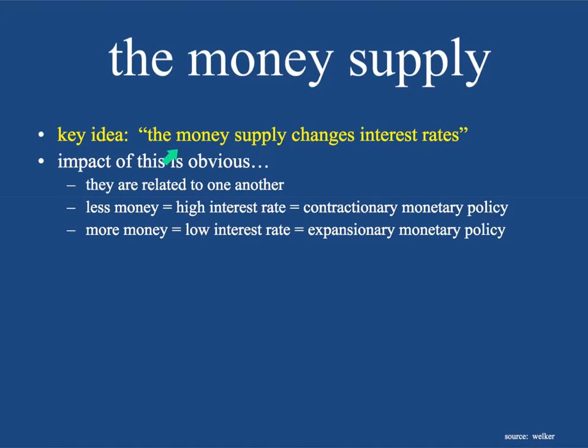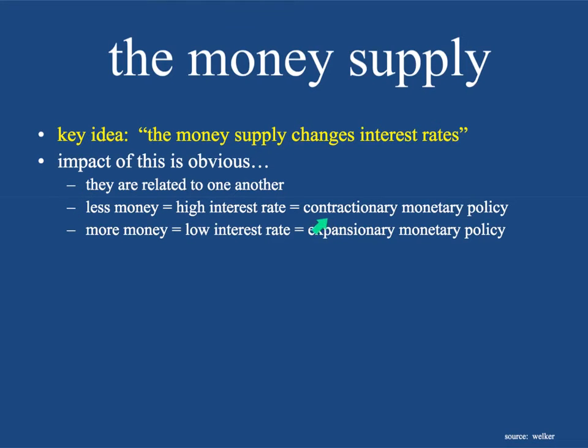The supply of money is determined by the central bank, and the central bank more or less knows what the demand for money is. And so they can manipulate the money supply in various ways, and as a result, it's going to change the interest rate. I think the impact of this is fairly obvious. They are related to one another.